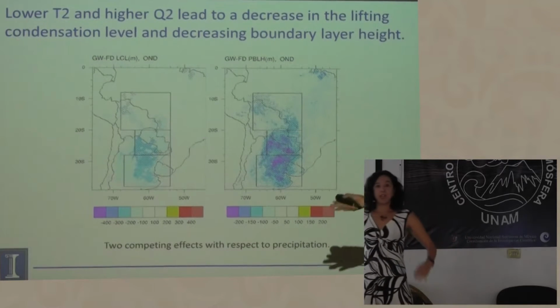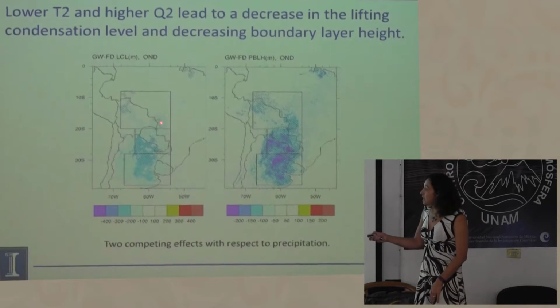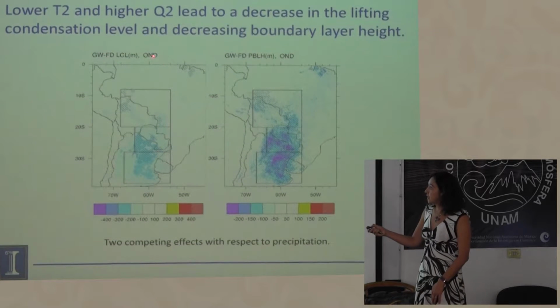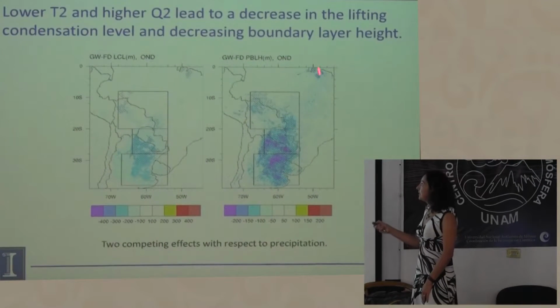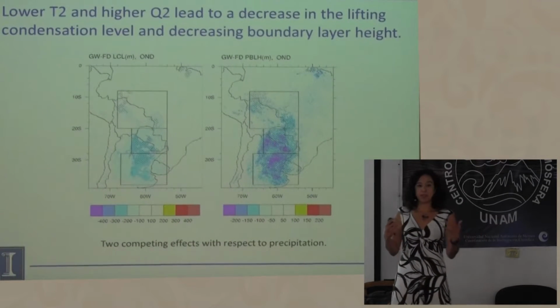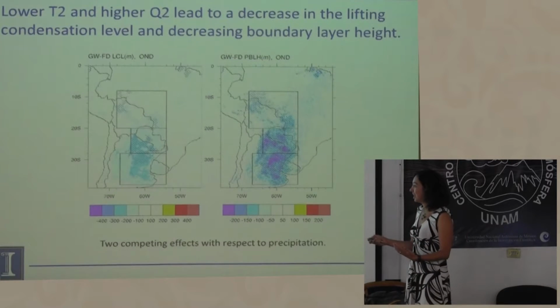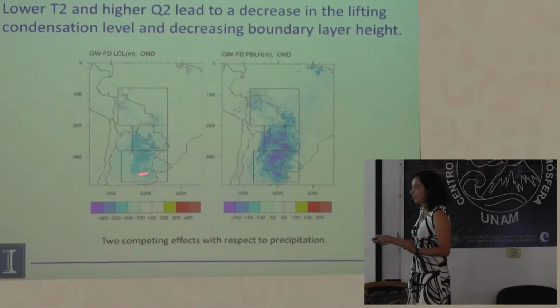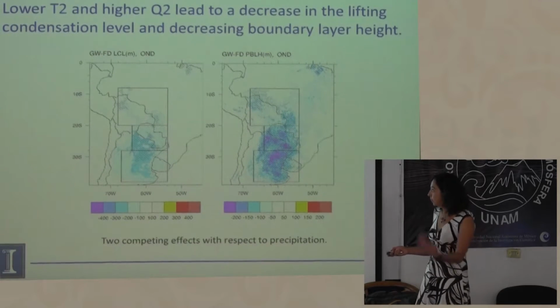And so that leads to changes in the lower atmosphere, right? We have significant decreases in the lifting condensation level throughout this area, and you also have decreases in the boundary layer height. So in terms of how this affects precipitation, these are competing mechanisms, where one would increase the probability of precipitation and the other would decrease it. Okay, so there are these two things going on in terms of the thermodynamics.